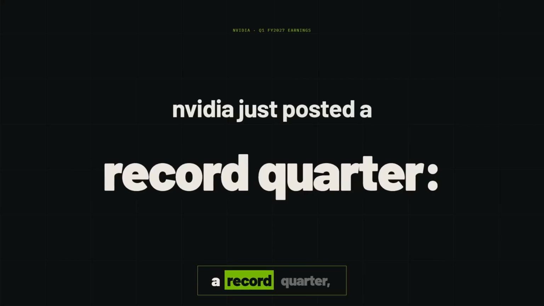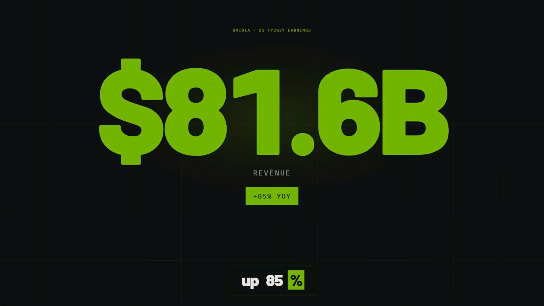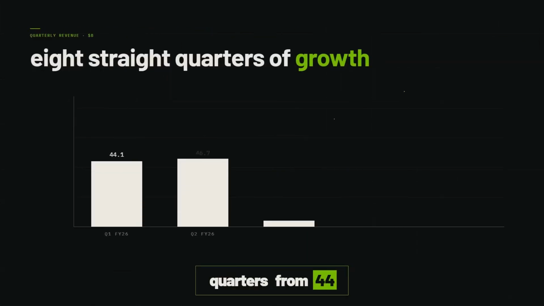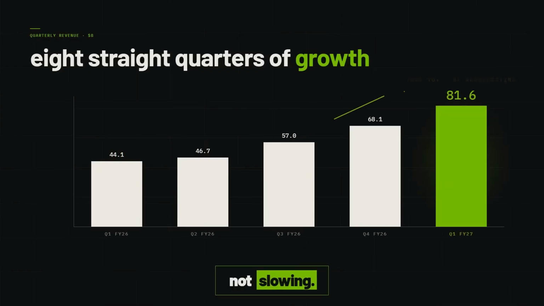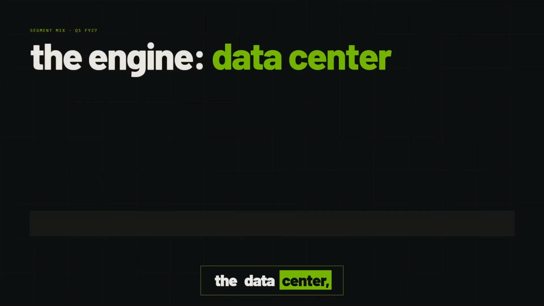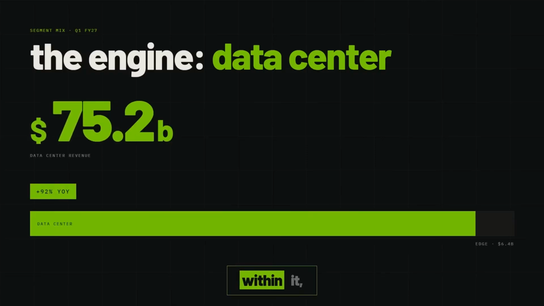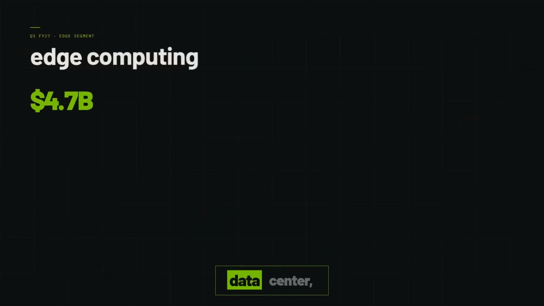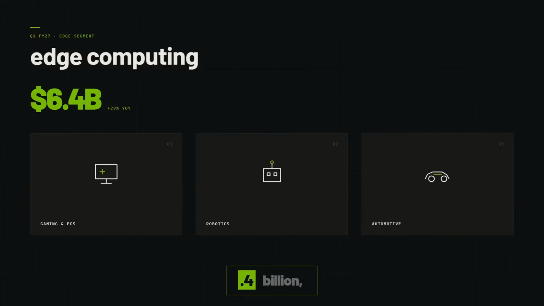NVIDIA just posted a record quarter, $81.6 billion in revenue, up 85% from a year ago. Revenue has climbed 8 straight quarters, from $44 billion to nearly $82 billion, and the growth rate is re-accelerating, not slowing. The engine is the data center, $75.2 billion, up 92%. Within it, networking revenue nearly tripled. Beyond the data center, edge computing, gaming, robotics, automotive added $6.4 billion, up 29%.